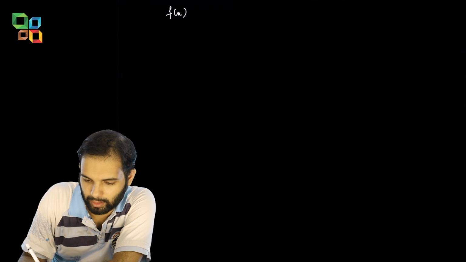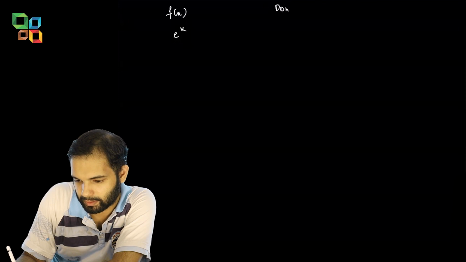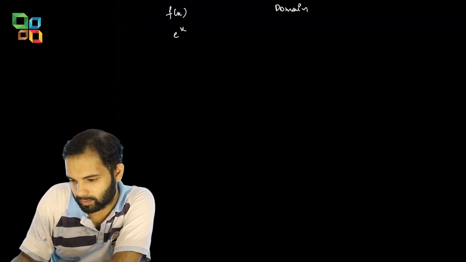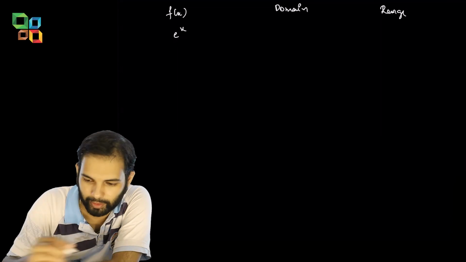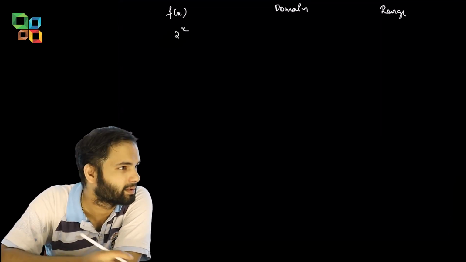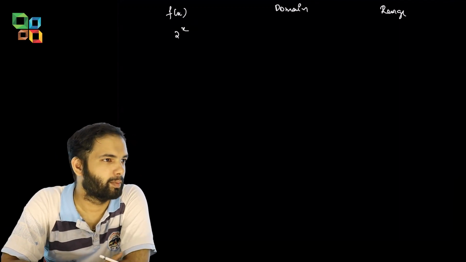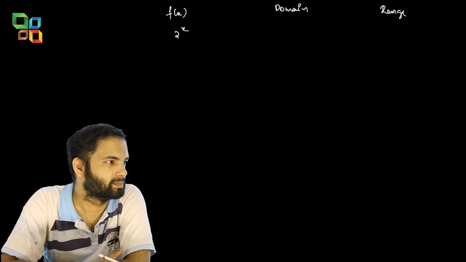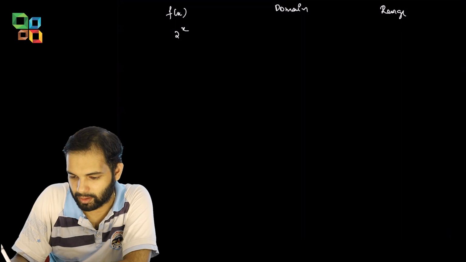Have you seen this function e power x? Has everyone seen this function e power x? No? Okay. Let me remove e. Why to use e? 2 power x. Have you seen this function at least? Yes? Everybody have seen. Okay. So what's the domain? All real numbers. Okay, great.